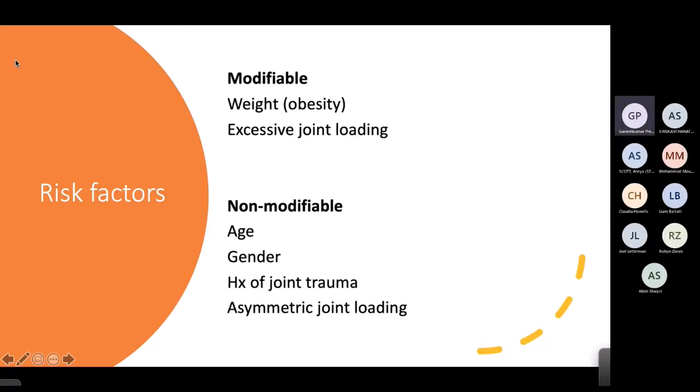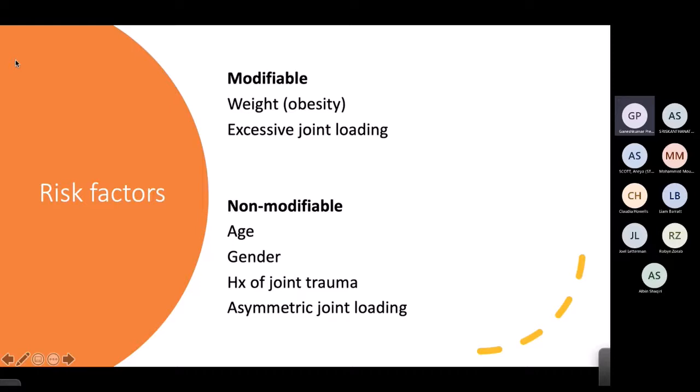And so, risk factors for it. Your modifiable: weight, particularly obesity, and excessive joint loading. What that means simply is, maybe someone goes to the gym and does excessive weight training, or someone's doing long distance running, but on tarmac or concrete paving, repeatedly putting a lot of strain through the joints. So that can be adapted, that can be changed a little bit. If someone's obese, there's more force, more weight that joint will have to carry or support. So those are modifiable risk factors.